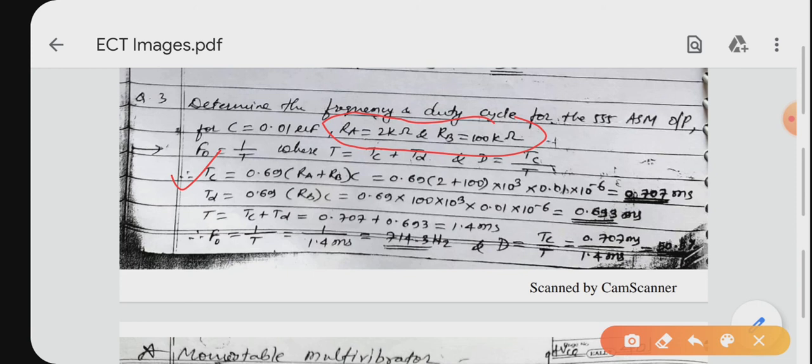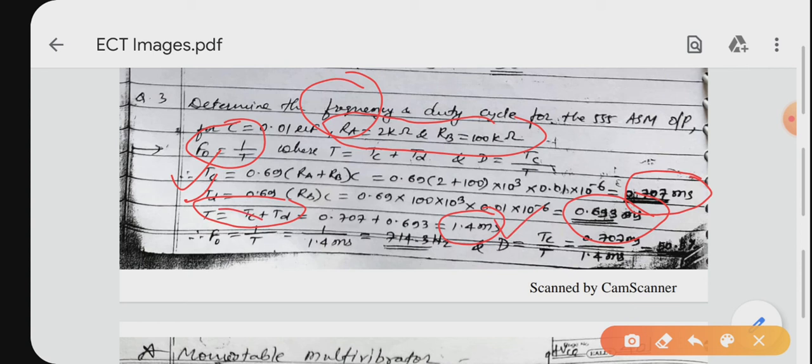Based on that, you will select the formulas for Td and Tc, and then we will calculate Tc in milliseconds and Td in milliseconds. We will add those two. T is equal to Tc plus Td, you will get 1.4 milliseconds. Why have we calculated this T? Because we want to calculate frequency, and we know the formula for frequency is Fo is equal to 1 by T. So we calculated T by calculating Tc and Td. By adding these two, we got total time T equal to 1.4 millisecond.